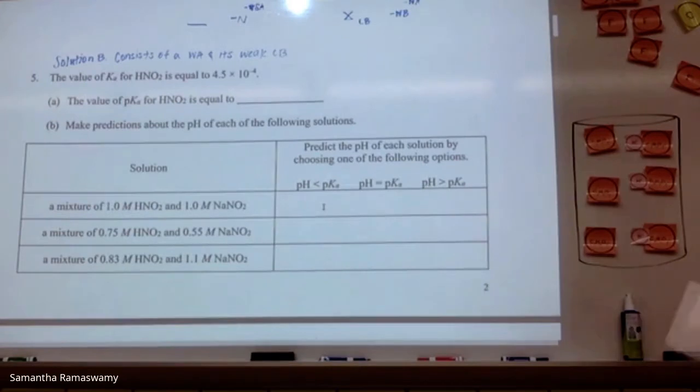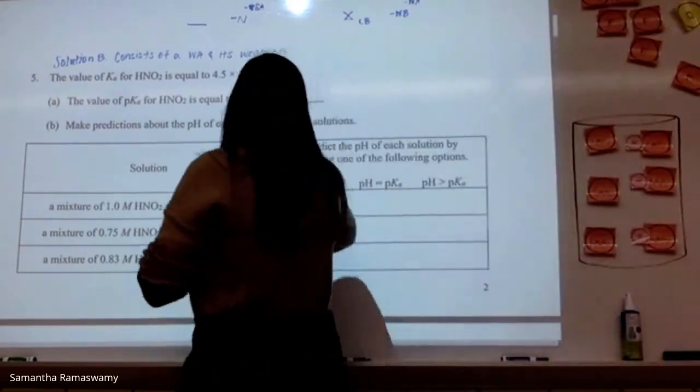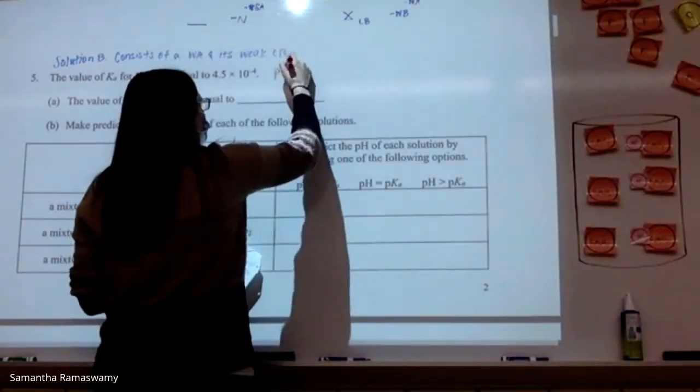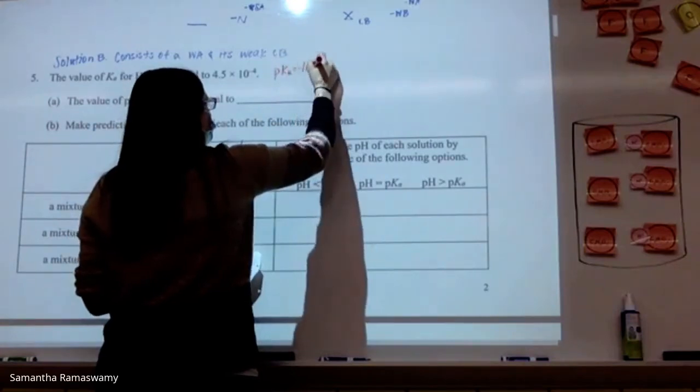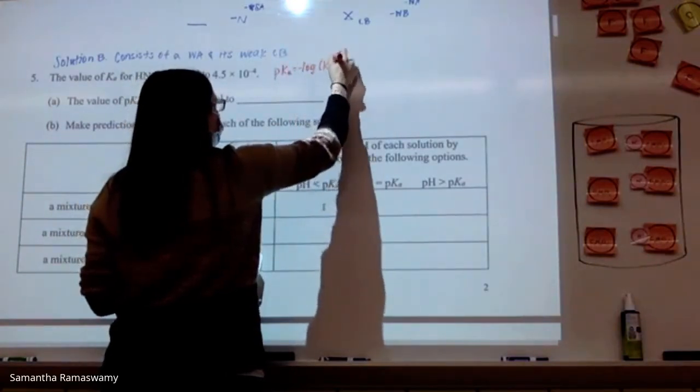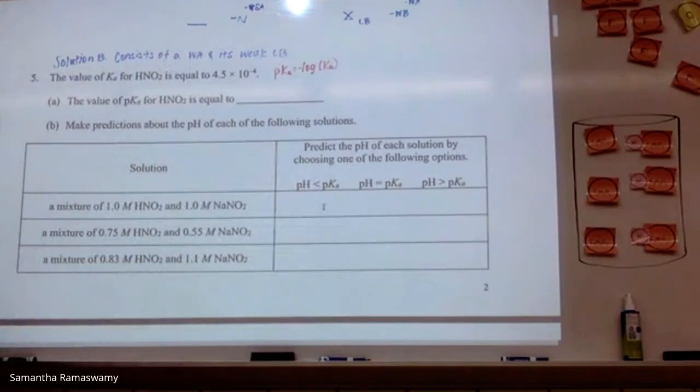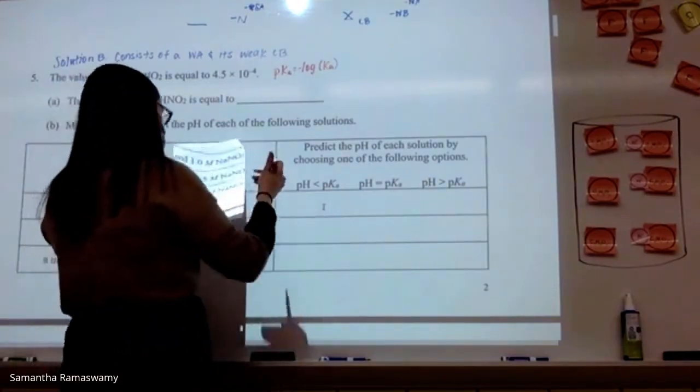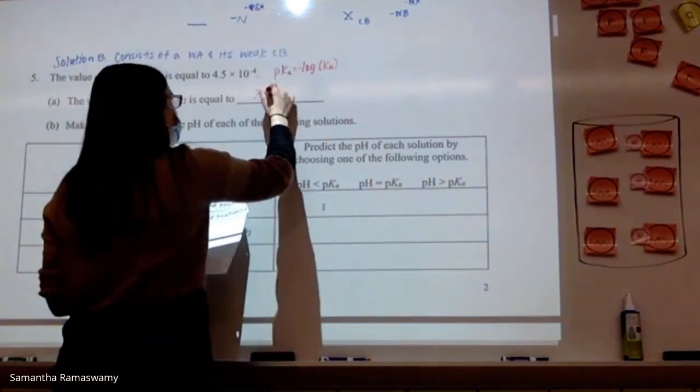So that little p just means you're taking the negative log. So pKa means you're taking the negative log of the Ka value. It's very common to be required to calculate the pKa. So negative log of 4.5 times 10 to the negative 4th is 3.35.